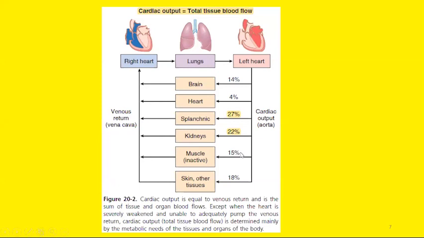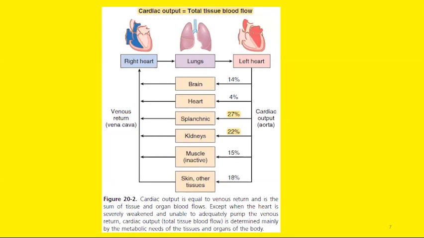periphery. So the amount of blood pumped by the heart by the left side in 1 minute is cardiac output, that is 5 liters per minute. And out of this 5 liters, 27% is supplied to the liver and 22% is supplied to the kidneys, and 14% is supplied to the brain. 14% of what? 14% of this 5 liters cardiac output.